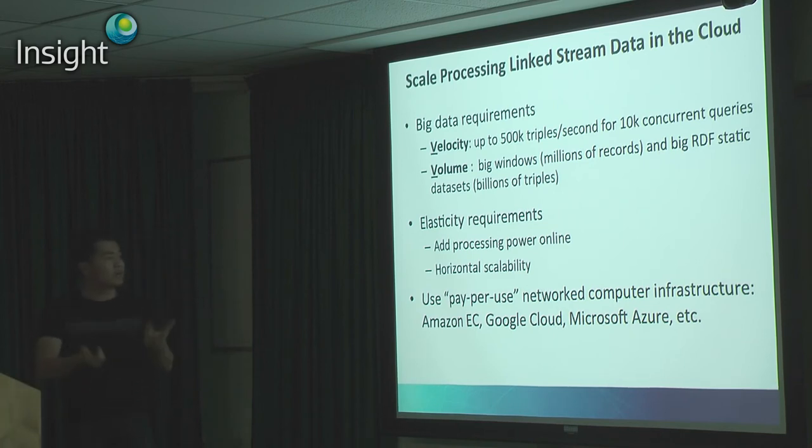We also have an elasticity requirement, which means the system can scale dynamically when you need more processing power. It has to have horizontal scalability, meaning you add more power to the system as it scales. It has to work with Amazon and Google Cloud, where you pay for what you use.